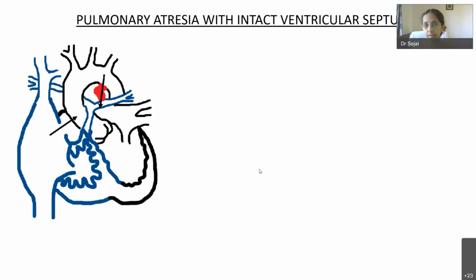Now, whenever I say pulmonary atresia, I can also have intact ventricular septum. So with that situation, I need to understand that when I have intact ventricular septum, the disease is predominantly proximal to the pulmonary valve.